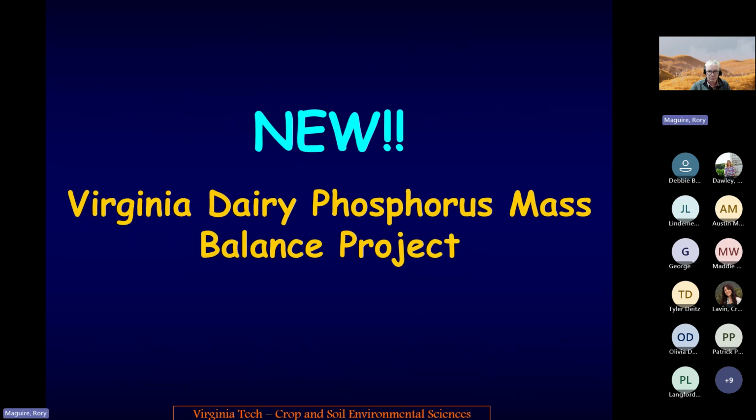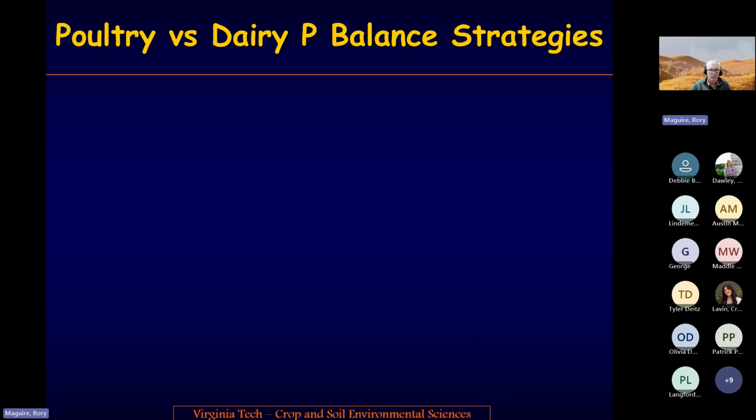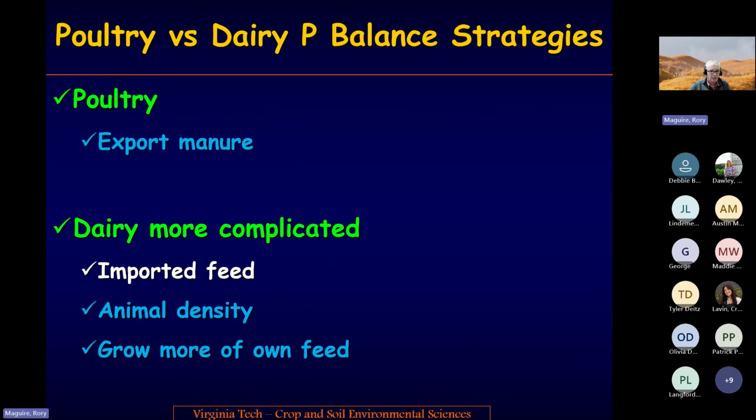So we have something fairly new, the Virginia Dairy Phosphorus Mass Balance Project. Poultry versus dairy mass balance strategies are very different. Poultry is very easy. Something like 80 to 90% of poultry litter is exported from farms. It's a dry product, maybe only 30% moisture. So there's a big demand for poultry litter from farmers, and there's a strong industry of collecting it, transporting it, and spreading it.